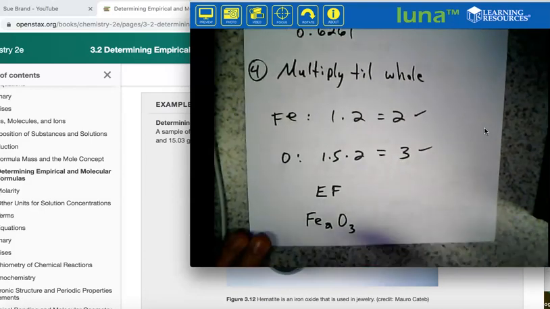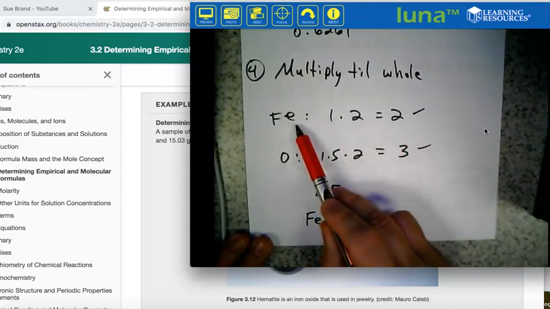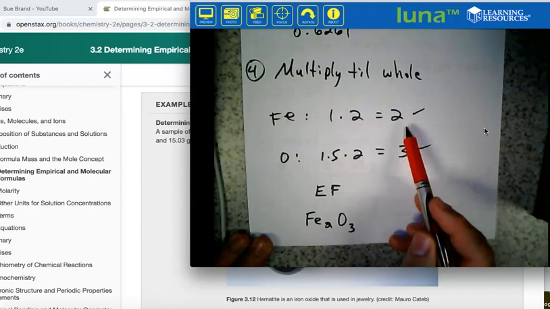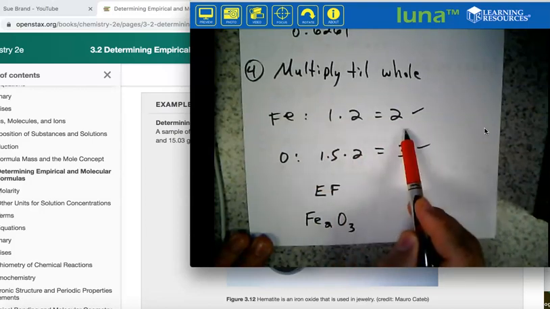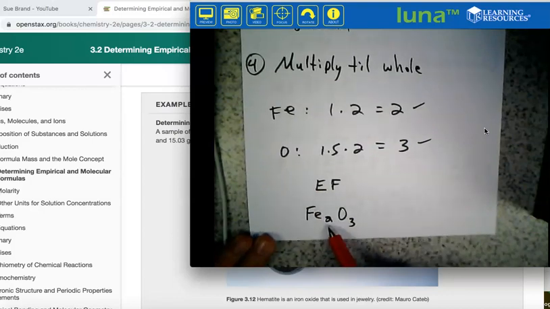So now these numbers are going to be my subscripts for the elements. Here I have Fe2, or iron 2, O3. So the empirical formula is Fe2O3.